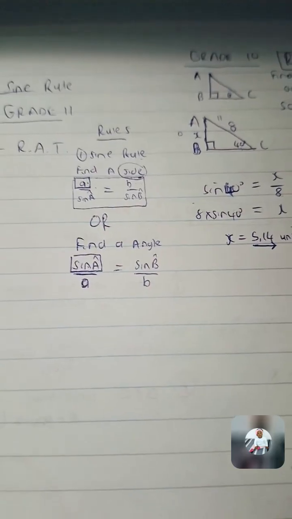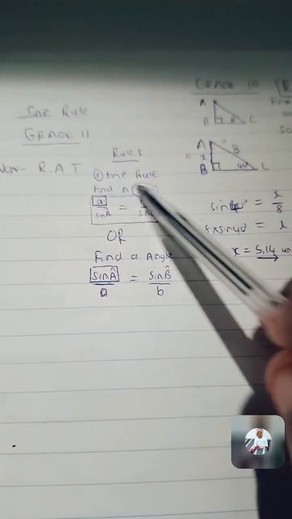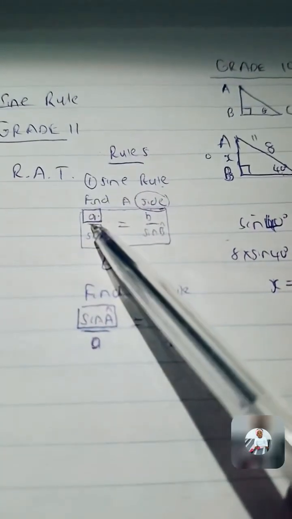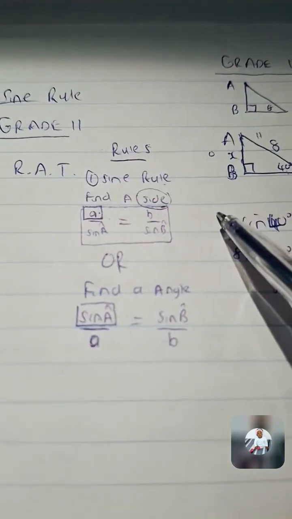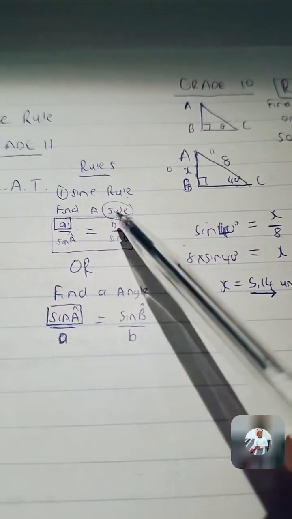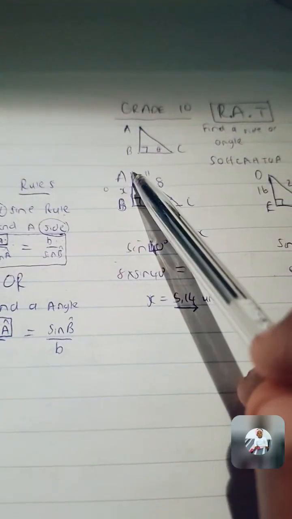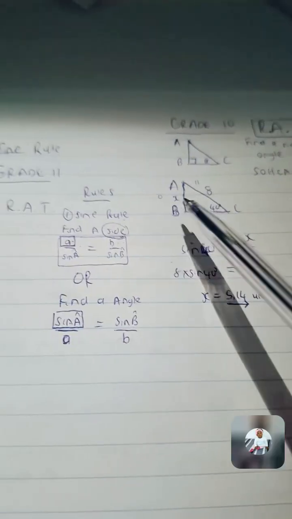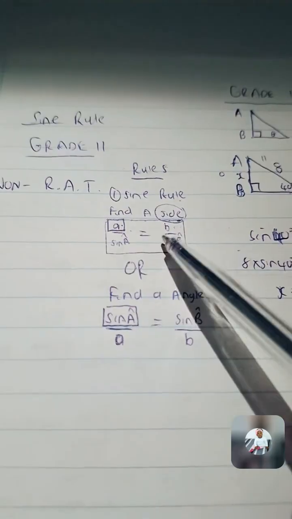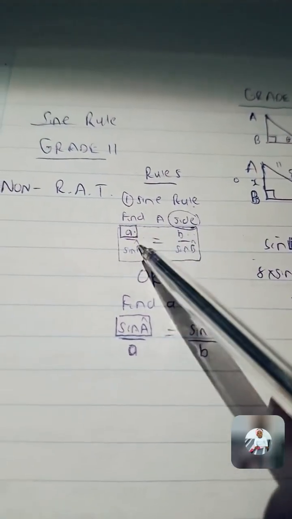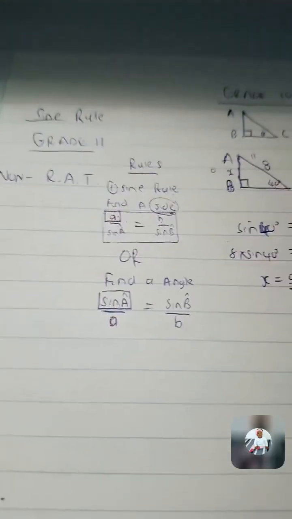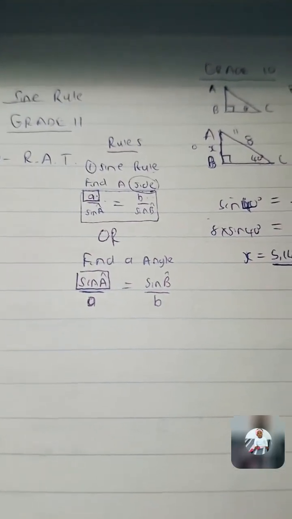So when you look at the rule itself, when it is actually written in full, you will find that there are 1, 2, and then there's even a third ratio, A, B, C. That is to accommodate the fact that there are 3 sides and 3 angles in a triangle. But when you are solving a particular question, you use only 2 ratios, 2 fractions, and you solve. Not all 3.